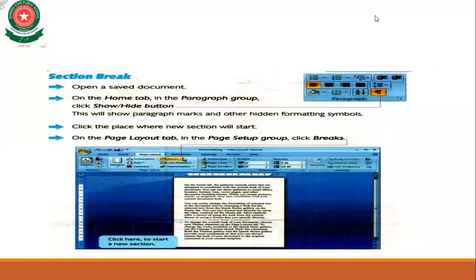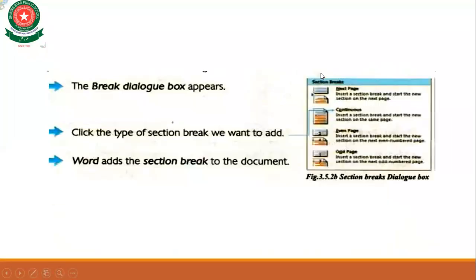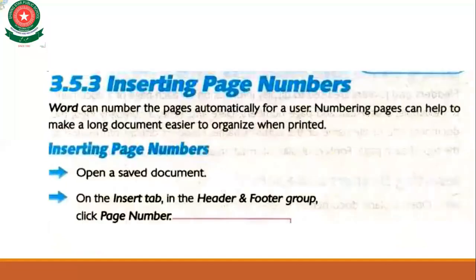Click the place where the new section will start. Now on the page layout tab, in the page setup group, click breaks. Here you can see the mouse cursor. Now here on the page layout tab, in the page setup group, click breaks. Now the breaks dialog box appears. Click the type of section break you want to add. After clicking that, Word adds a section break to the document.